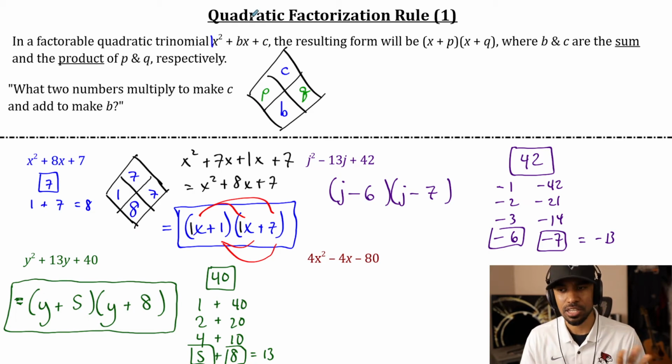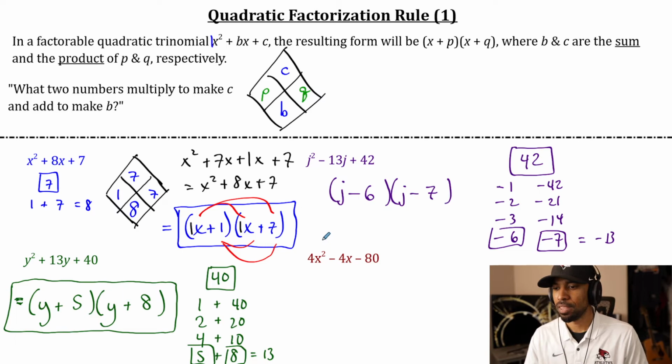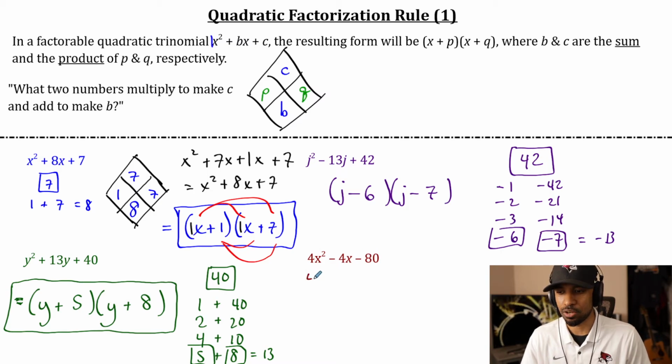But like I said, I really saved it for the other video, but oh well, I have another one. I guess I forgot to take it out. What I'm going to do is factor a 4 out of these guys right here. And when I factor out a 4, I get x squared minus x minus 20.